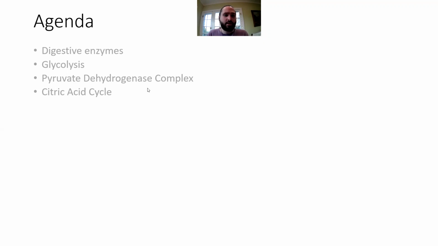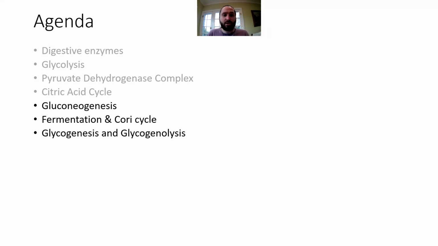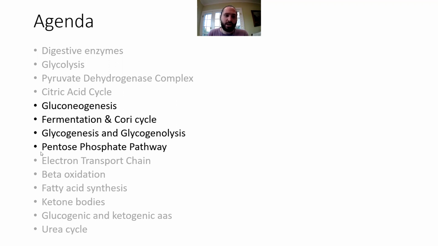And then today what we're going to be going through is gluconeogenesis, fermentation in the Cori cycle, glycogenesis and glycogenolysis. And then the handout's going to have pentose phosphate pathway, but we didn't get to that yesterday when I gave this lecture, and I want to keep things in sync. So we're just going to be going through these three for today. And then upcoming in future lectures are going to include electron transfer chain, beta oxidation, fatty acid synthesis, ketone bodies, glucogenic and ketogenic amino acids, as well as the urea cycle.